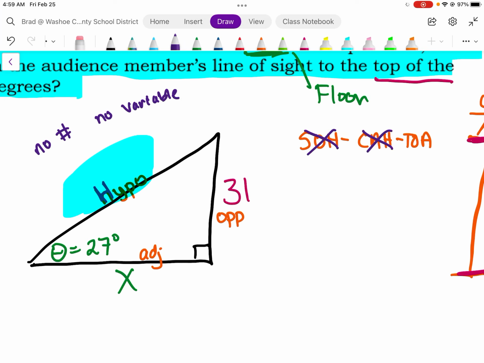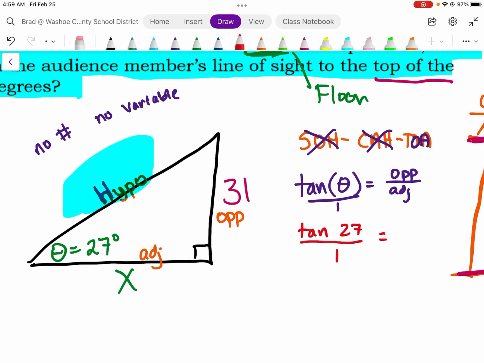So once again, I'm going to use tangent again. In our word problems, I'm not going to lie, we use a lot of tangents. So tangent of some theta, thankfully we know that, is going to be opposite, and it's the O, so that's why it's opposite, over adjacent, the A. And remember, we're going to do that over 1. So this is going to become tangent of 27 over 1 is equal to 31 over x. All right, so let's go ahead and find out what that tangent of 27 is in our calculator. And we're going to find out that that is 0.510 after we round there. Over 1 is equal to 31 over x.